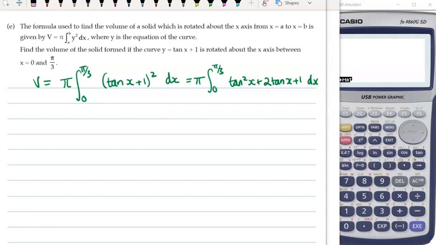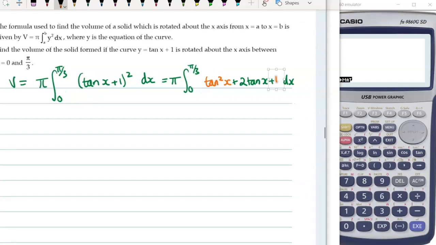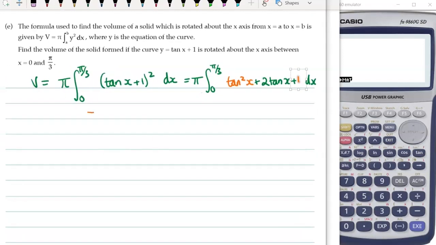Now at the moment that's not in things that are easy to integrate. They're not on your formula sheet directly as they are, but what we can do is recognize that tan squared plus 1, that is an identity that's on your formula sheet. So that can become sec squared. So this will be pi, 0 to pi by 3. Tan squared x plus 1 is sec squared x. And 2 tan x is 2 sine x over cos x. These bits we can actually integrate.